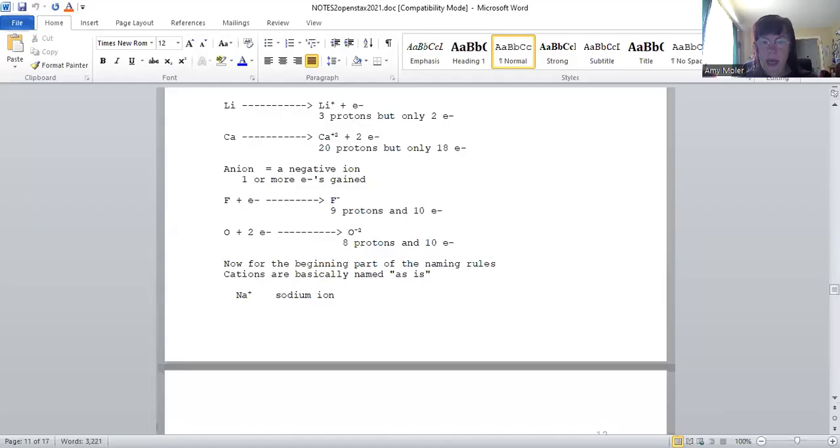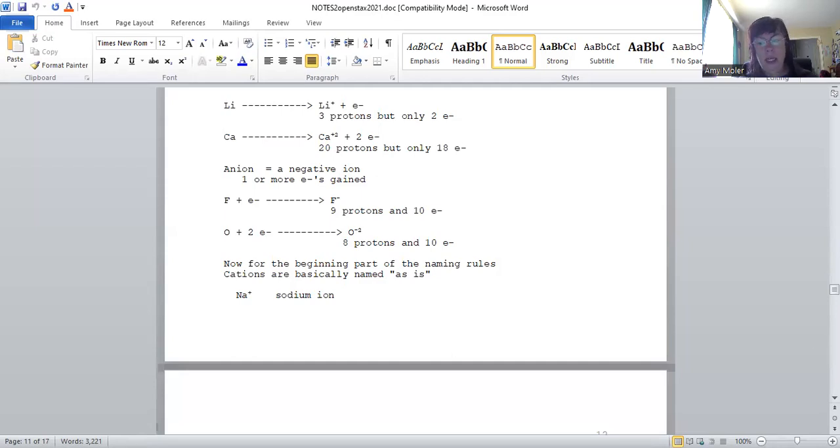All right, so we're talking about anions. Fluorine changes to acquire a single negative charge. So now it has 10 electrons and still has 9 protons. How about oxygen? Oxygen has a tendency to gain 2 electrons. It has 8 protons. Once it gains 2, now we have 10 electrons and it becomes O minus 2.